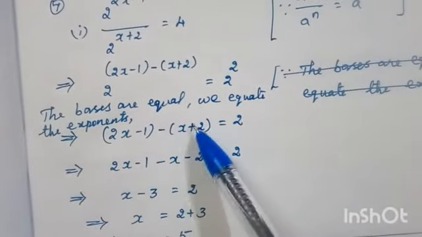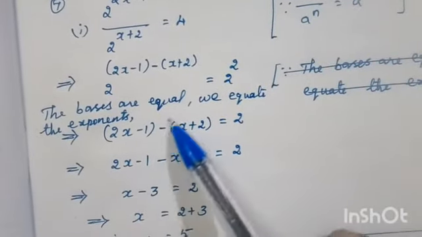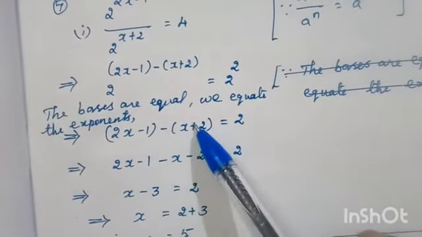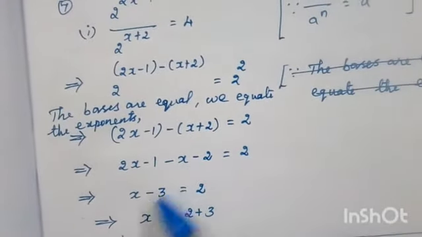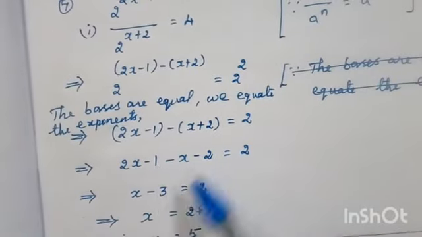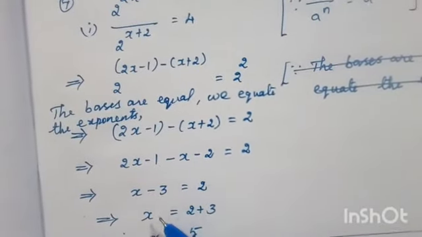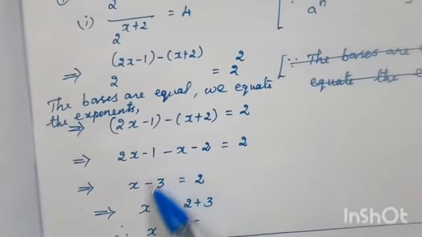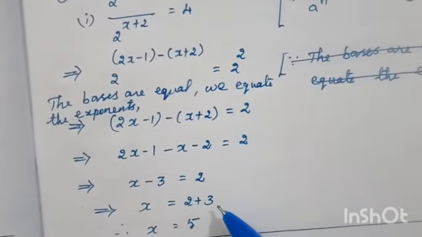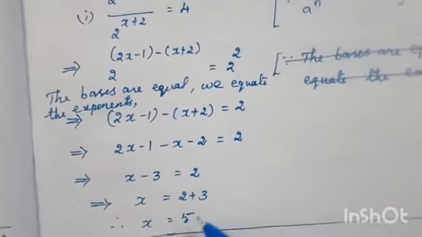So now you have to remove the bracket. 2x minus 1, for minus x, minus into plus, minus 2 equal to 2. So 2x minus x is x, minus 1 minus 2, that is minus 3 equal to 2. We want to find x value, x equal to 2 plus 3. This minus 3 transposed to the right hand side becomes plus 3. So 2 plus 3 equals 5.